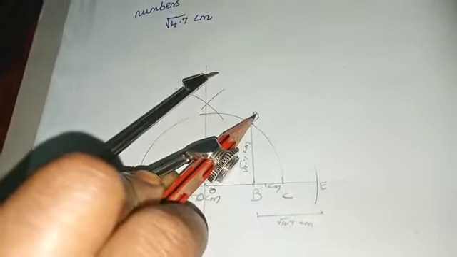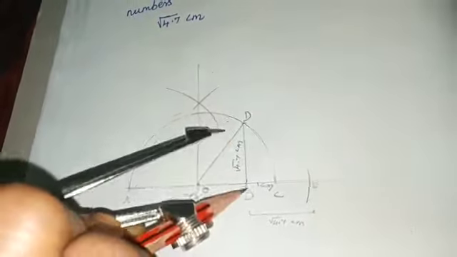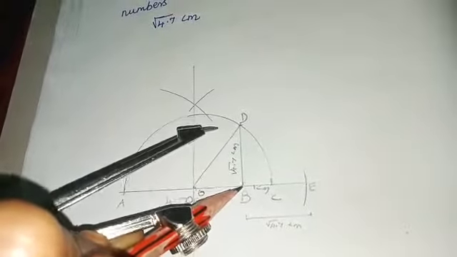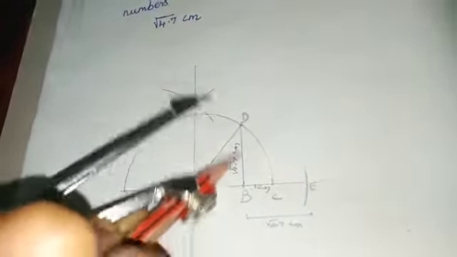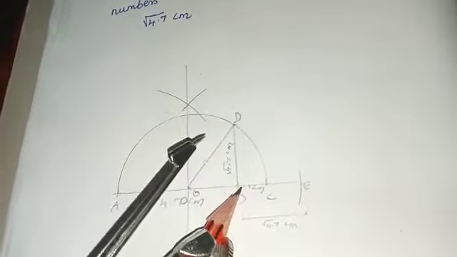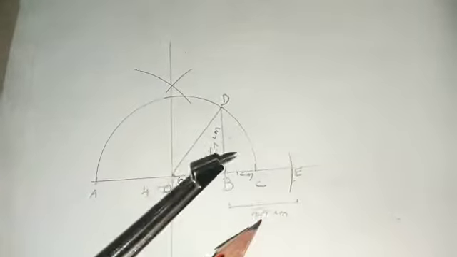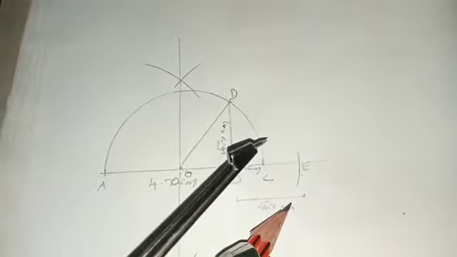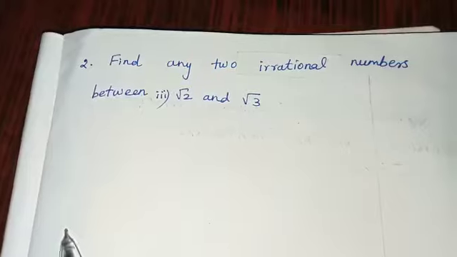That point you mark as D. Now BD is root 4.7 centimeter. So you take the measurement of BD, then cut an arc on the number line. So now BE is root 4.7 centimeter.